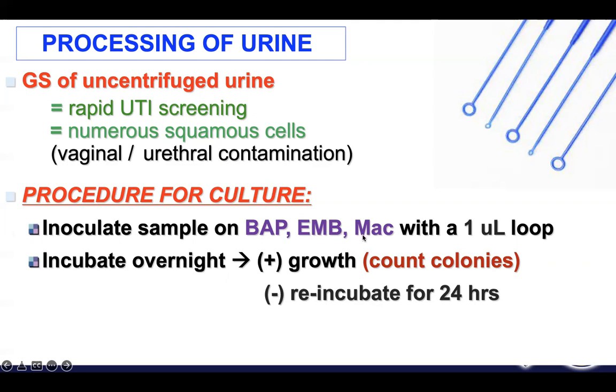We usually use a calibrated loop. Calibrated loops can be 1 microliter or 10 microliter. You can use either, but in most labs they use 1 microliter loops. We inoculate 1 microliter of urine sample onto blood agar plate, EMB, and MAC. We incubate that overnight at usually 35 degrees Celsius, and the next day we observe for growth and count the colonies. If our cultures come out negative, we re-incubate those culture media for another 24 hours.